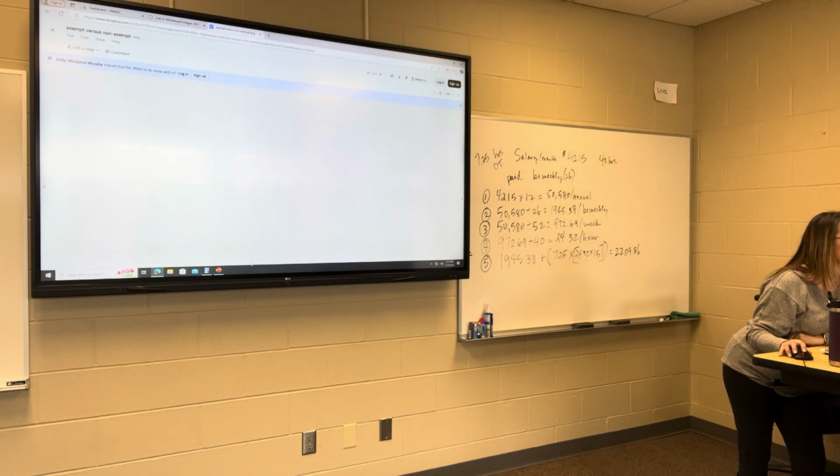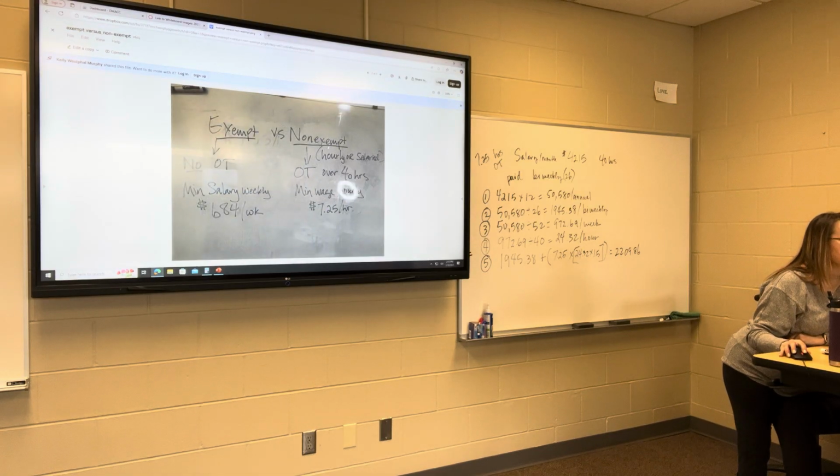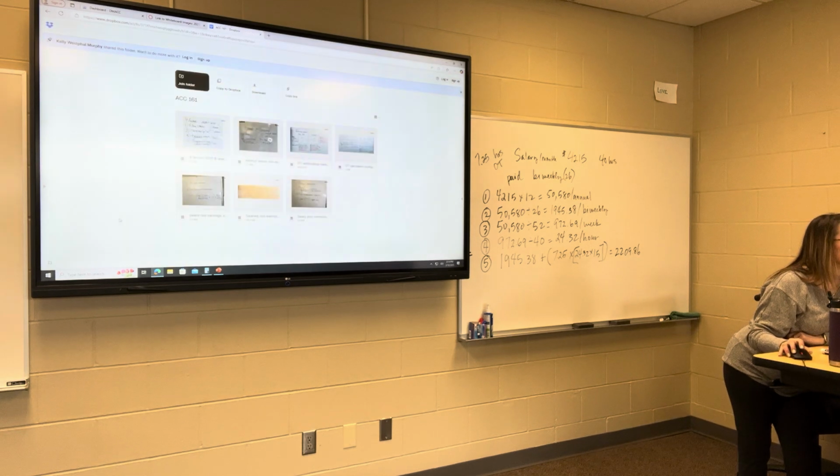Exempt versus non-exempt. So here's an example. If they're exempt, no overtime, minimum salary is $684 a week. Non-exempt, overtime over 40 hours, they get a minimum wage of $7.25 an hour. And with non-exempt, they could be hourly or salaried. Some of these others are for when we get to calculating federal income taxes withheld. Okay?